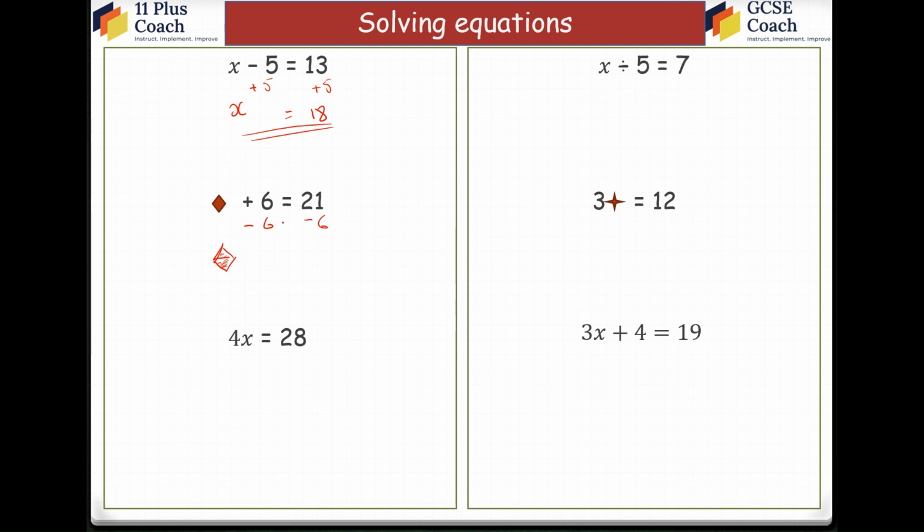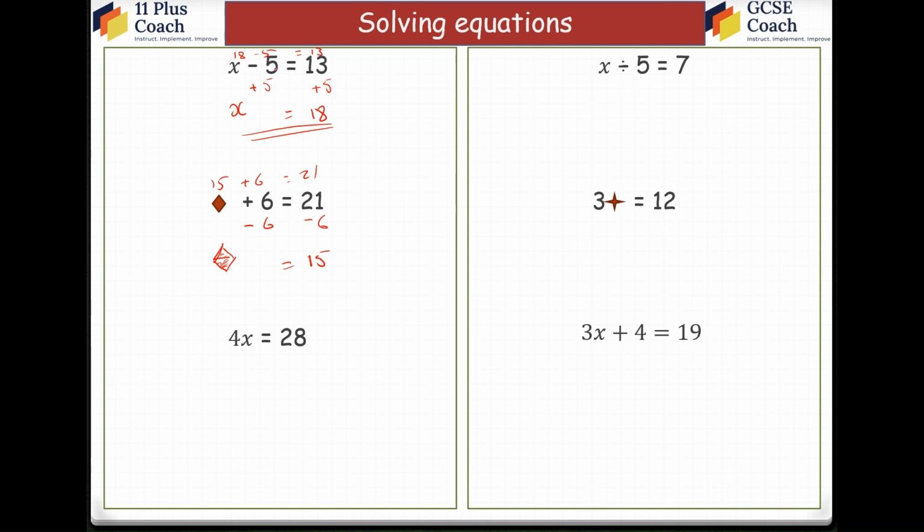Diamond plus 6 equals 21. I took away 6 from both sides. Positive 6 take away 6 is 0, so there's no 6's left on the left-hand side. On the other side, 21 take away 6 is 15, so the diamond is worth 15. And you can always double check. In this case, if I replace diamond with 15 here, 15 plus 6 is 21, and it works. And same with the question above it, we worked out x to be 18. 18 take away 5 is 13 indeed.